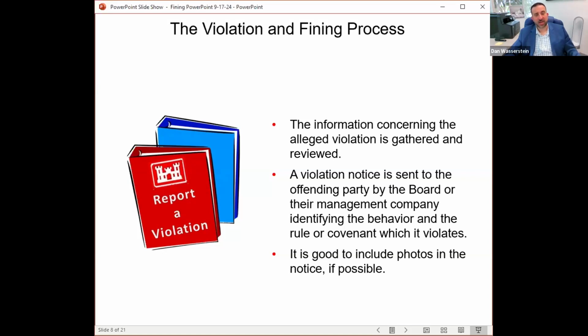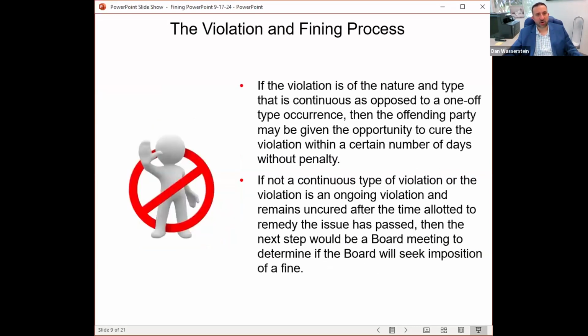It's also good, if you can, to include a photo if it's a maintenance or parking type of thing, or a dog off a leash. A lot of times we will see owners that say, oh, it wasn't me, it wasn't my car, I didn't do that, my roof isn't dirty, my car wasn't parked illegally, my dog was on a leash. If you have a photo that you can embed right into that letter, it's pretty hard for that person to refute that. So that's the start of it.